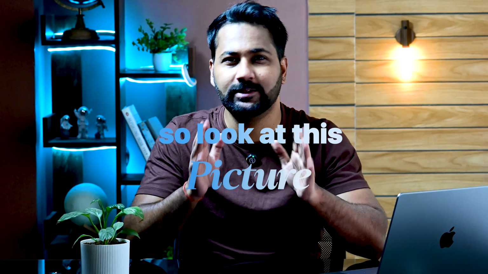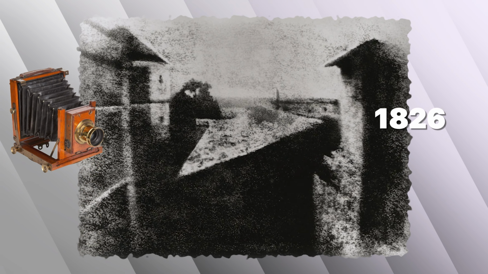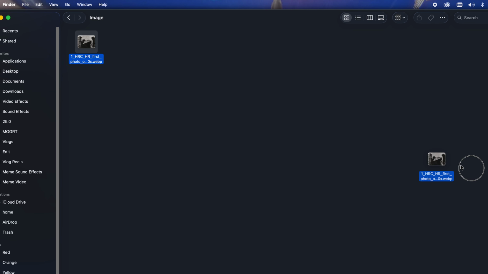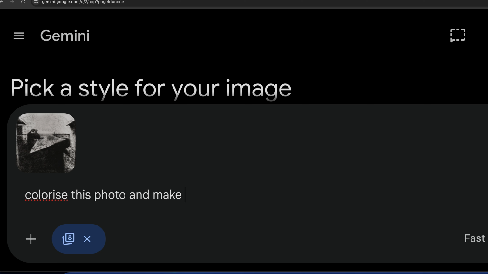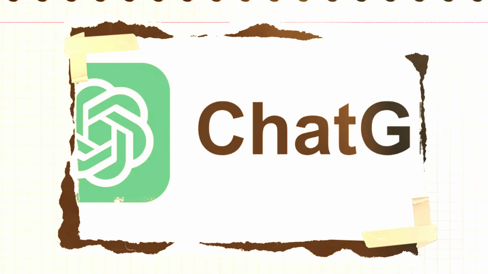Okay, so look at this picture. This was the first image ever taken with a camera in 1826 by French inventor Nicéphore Niépce. But if I paste this photo in an AI model and write a prompt to colorize and make it in HD, it gives me this result. From an unclear image to a perfectly looking photograph, all because of today's AI generation models.